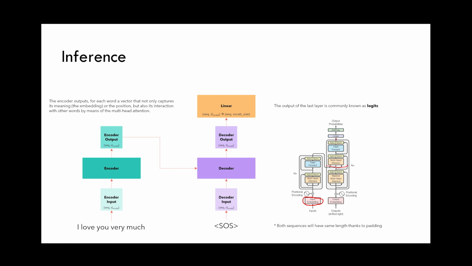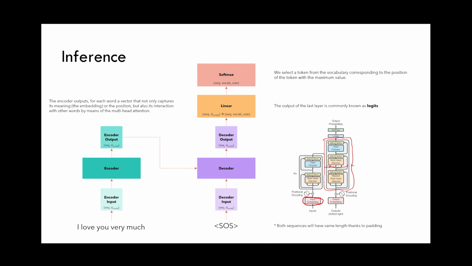What is the linear layer doing? The job of the linear layer is to map the output of the decoder, this big block here, which is a matrix of size sequence by d_model. We want to map each of these embeddings to our vocabulary, because we want to understand which word this embedding corresponds to in our vocabulary. And this is the job of the linear layer. The output of this layer is also commonly known as logits.